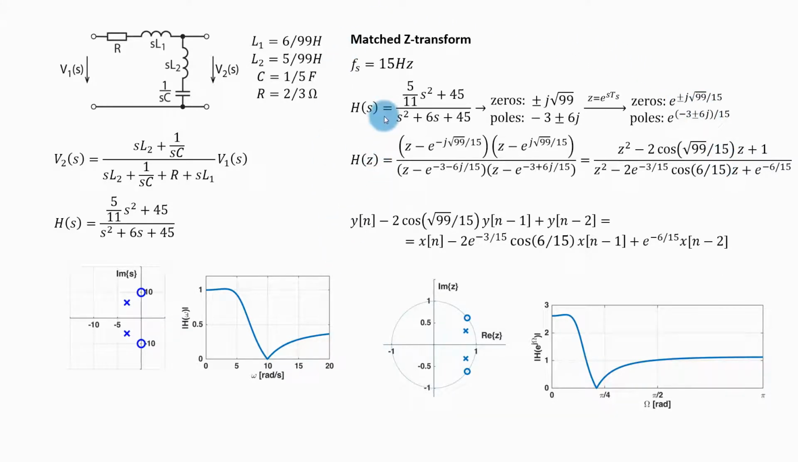You just need to find where are the zeros and poles of the transfer function of your continuous time system. Then you transform those zeros and poles using this formula, which will give you the zeros and poles of your discrete time system. Using these zeros and poles, you will build the transfer function of your discrete time system.